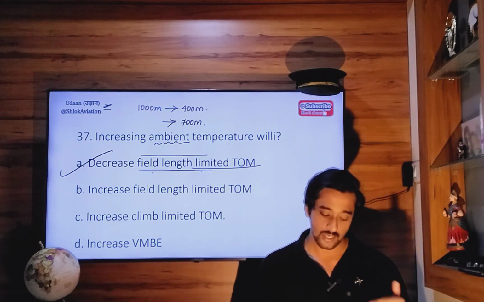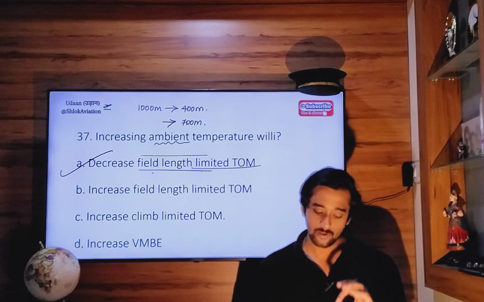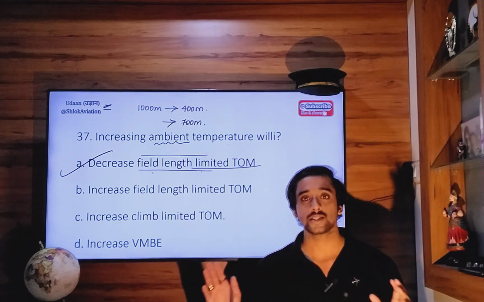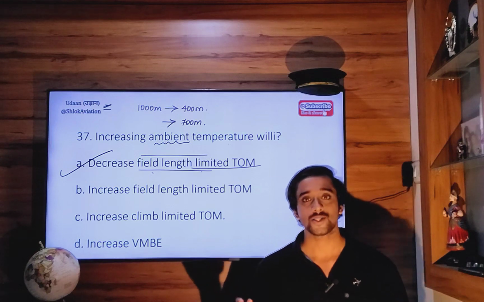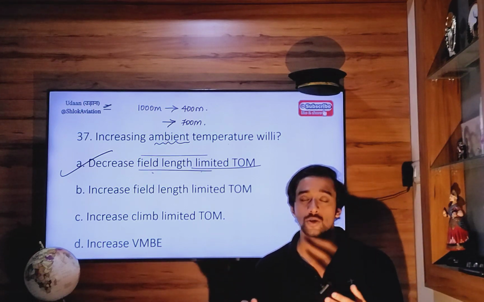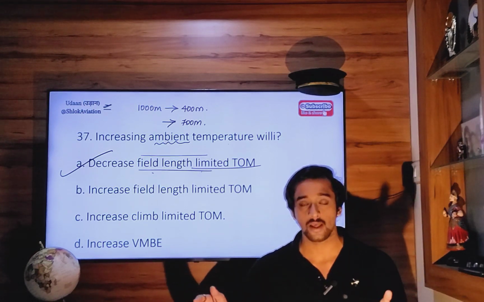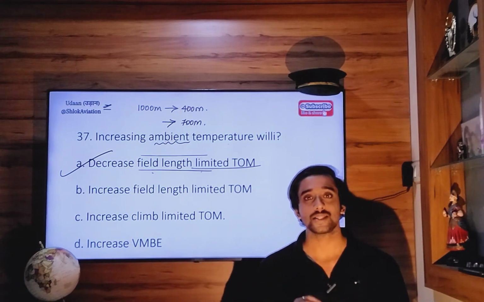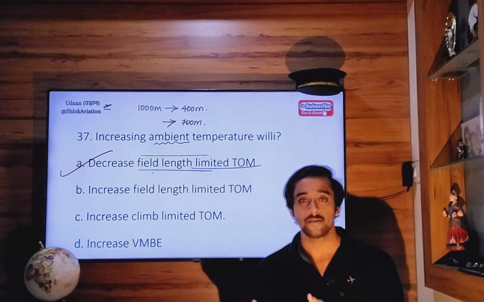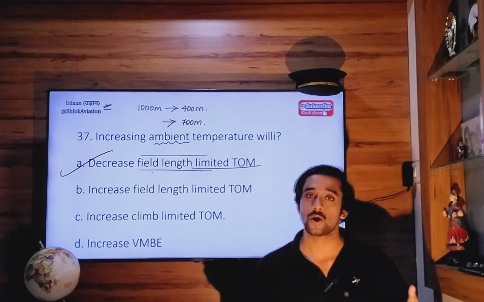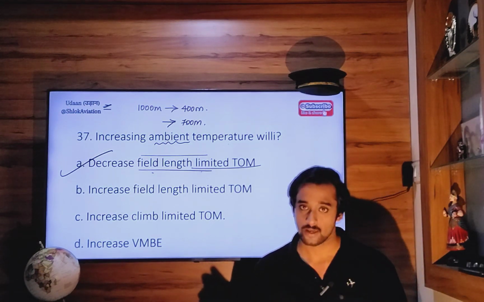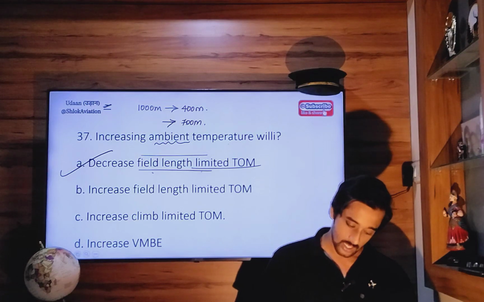So the correct answer is option alpha. Decreased field length limited takeoff mass. Okay. Since the available runway distance is not sufficient to enable you to achieve a successful acceleration, momentum, and speed, you are required to compensate for that by decreasing the takeoff mass value. Okay, by decreasing the mass that you can take off with. Understand it like this.